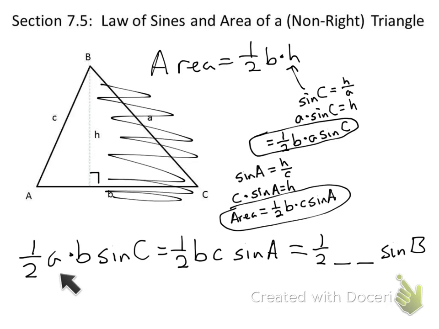All right, now let's see. Here I had C, and then the lowercase letters, the sides, were A and B. Here it was A, and the lowercase letters were B and C. What do you think it is here? Ah, it's the other sides. A, C, it's the other letters. So it's 1/2 AC sine B. Okay, those are your three equations for area of a non-right triangle. You need two sides and the angle. But wait, we could look further.